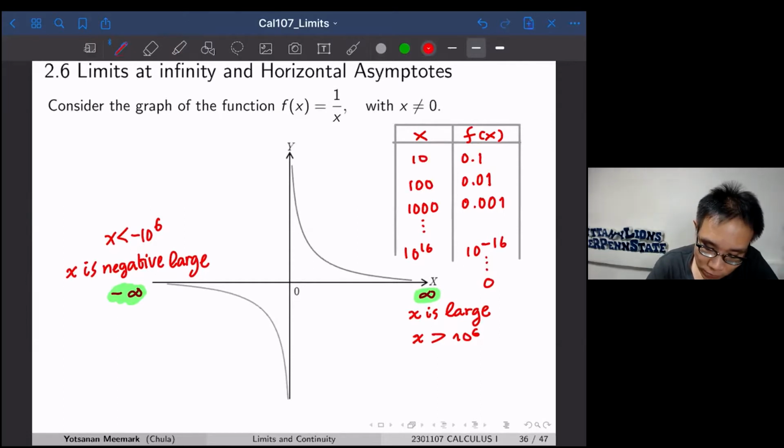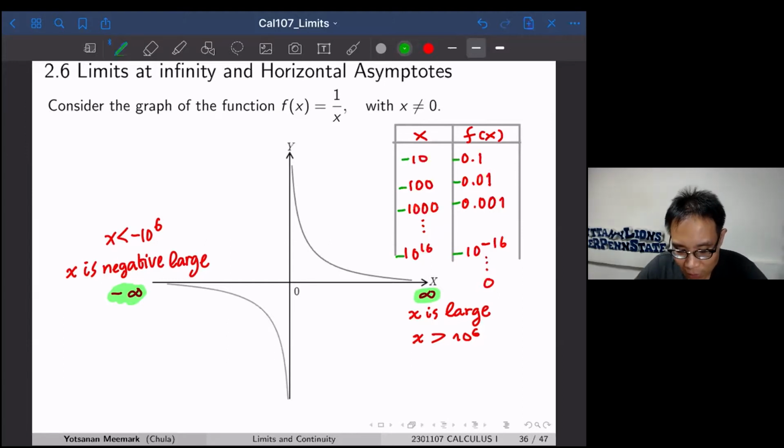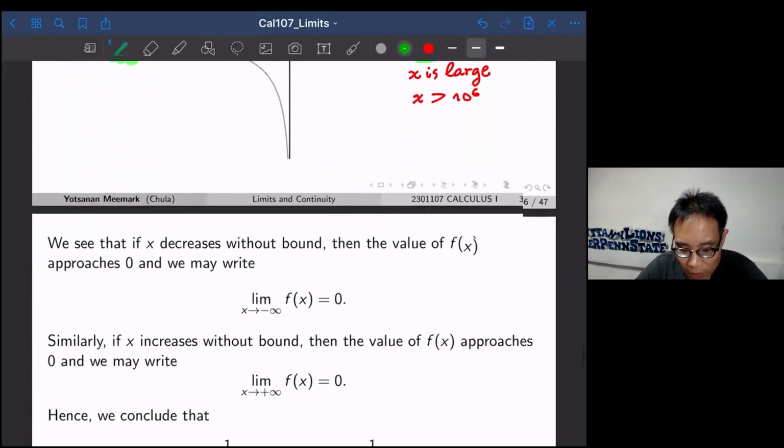Also, if x is negative large, for example x equal to negative 10, negative 100, negative 1000, you're going to have negative values, and they will be small but negative, like negative 10 to the negative 16 or something. So this is negative large and positive large.